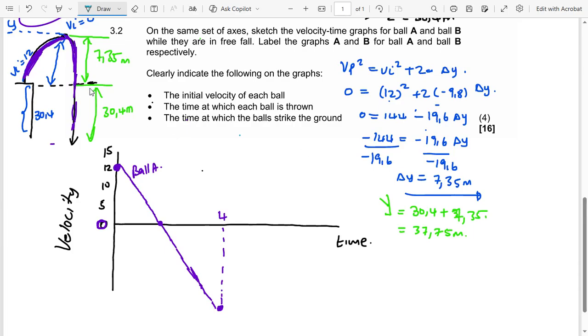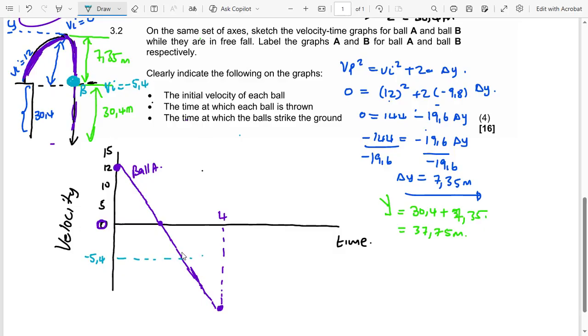You look at the velocity that ball B was projected with. This is the point where ball B was projected, and it was projected with the velocity of negative 5.4 because we set up as positive and that velocity is going down. So if I put minus 5.4 there, the ball B is going to start at that point.